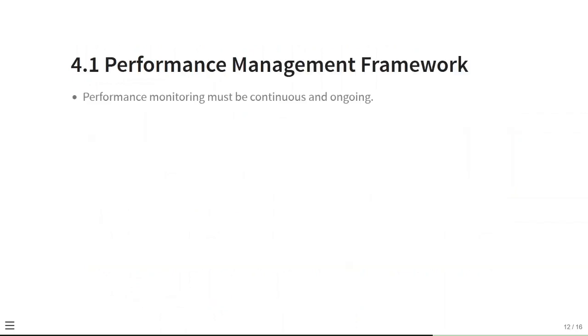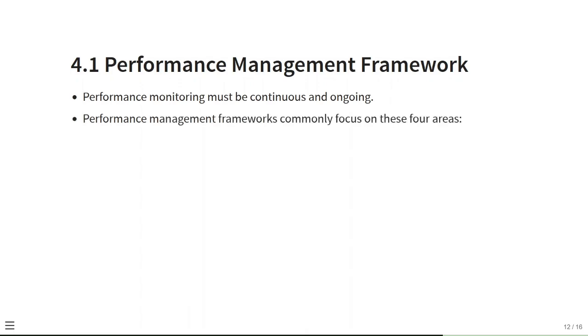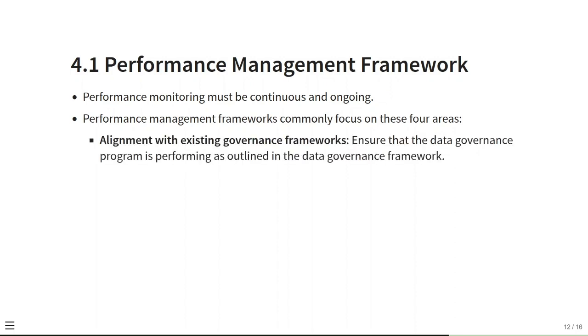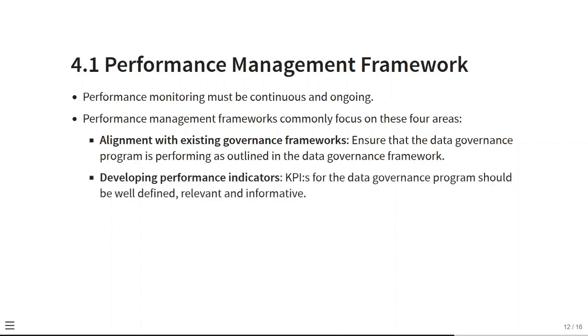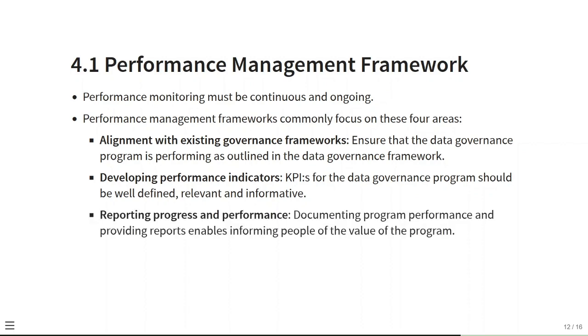Performance management framework. Performance monitoring must be continuous and ongoing. Performance management frameworks commonly focus on these 4 areas. Alignment with existing governance frameworks. Ensure that the data governance program is performing as outlined in the data governance framework. Developing performance indicators. KPIs for the data governance program should be well defined, relevant, and informative. Reporting progress and performance. Documenting program performance and providing reports enables informing people of the value of the program.